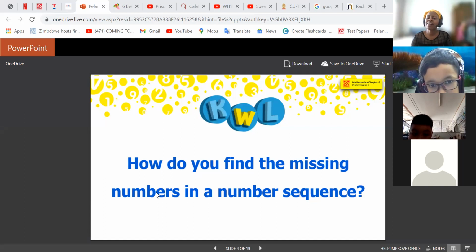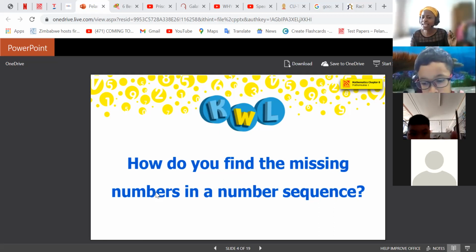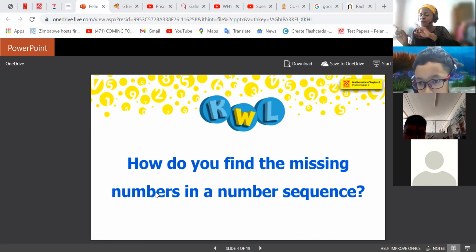You just have to first see if the numbers are going forward or they are going backward, right? So that is number one. We have to understand that, are the numbers going forward or going backward? For example, if we say 10, 20, 30, 40, 50, the next number will be what?